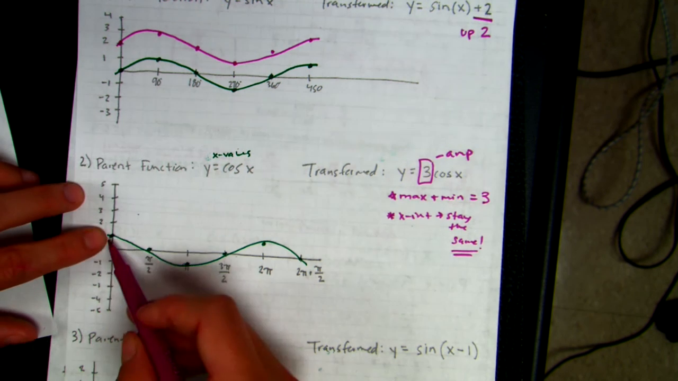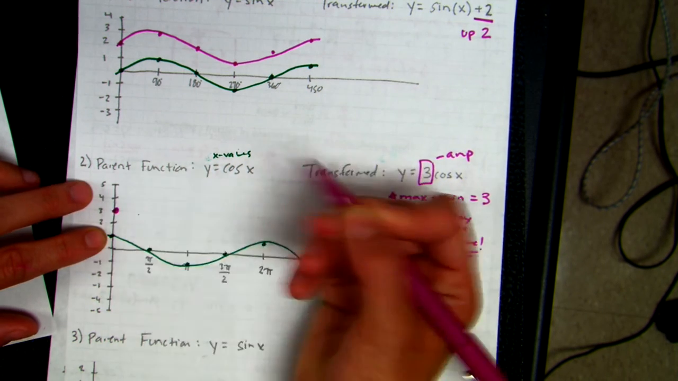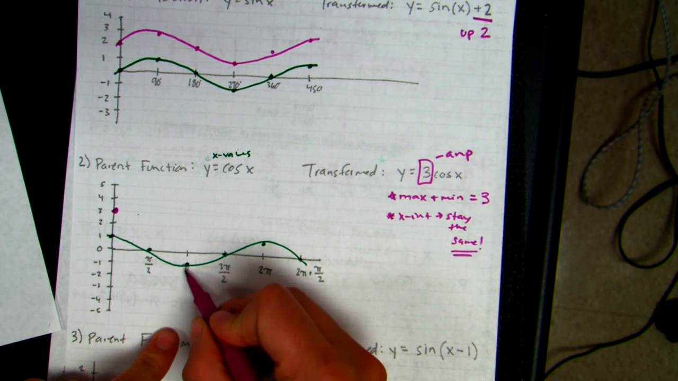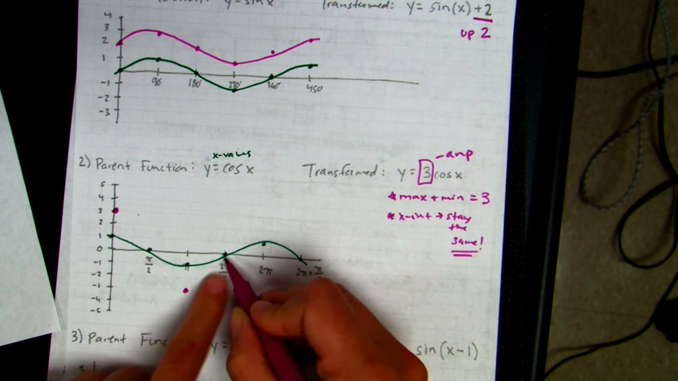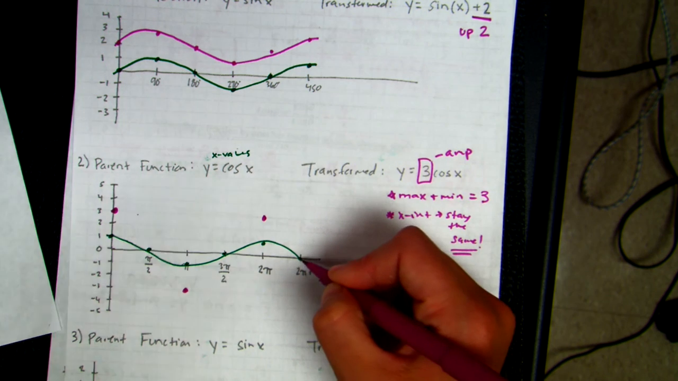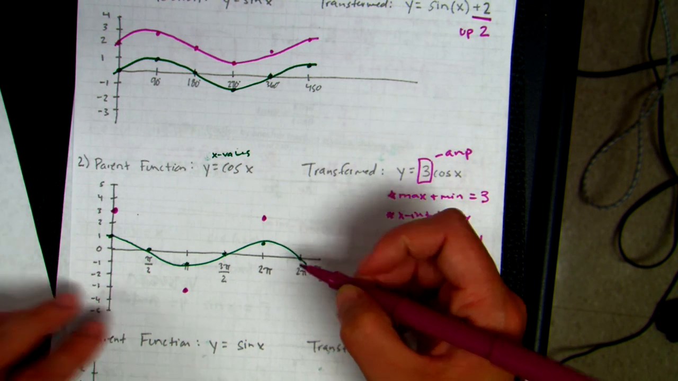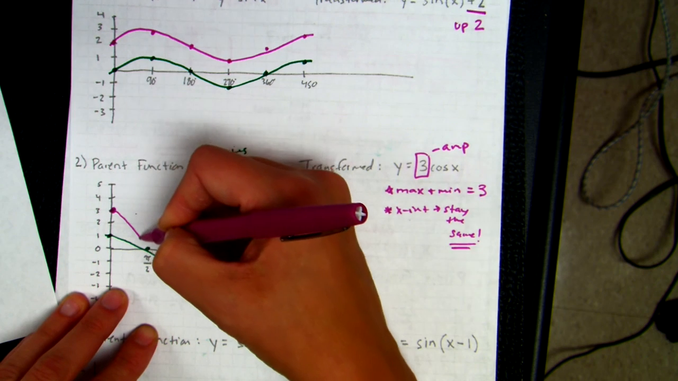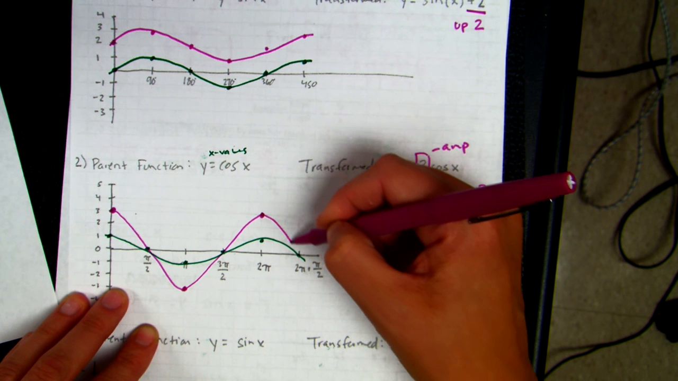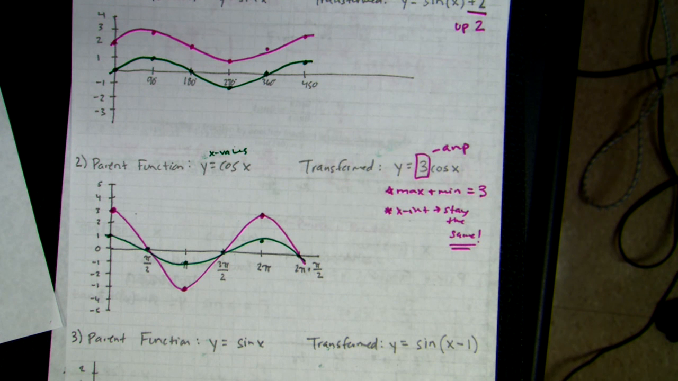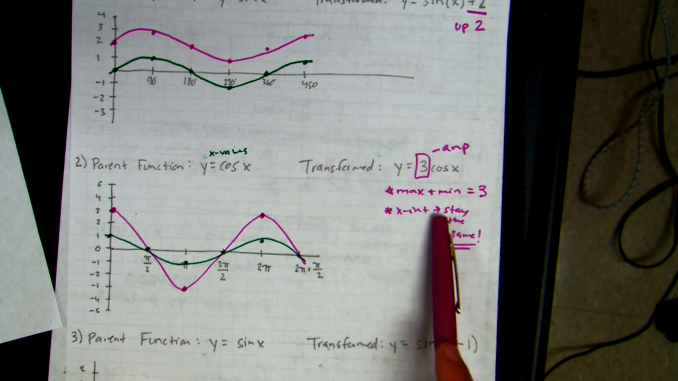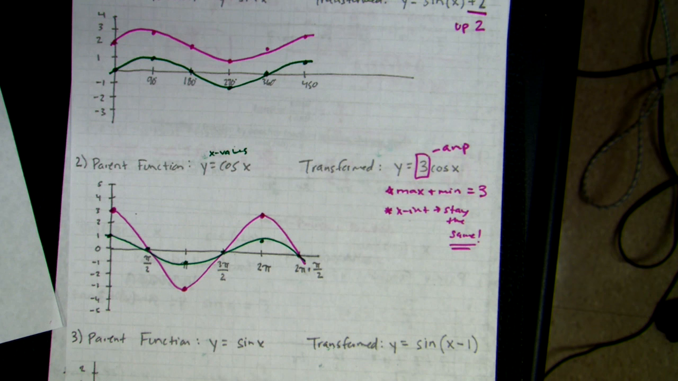So if I look at this, this is a maximum value, so I'm going to move it up to 3. This is an x-intercept, so I leave it alone. This is a minimum value, so I move it to -3. This is an x-intercept, I leave it alone. This is a maximum value, I bump it up to 3. This is an x-intercept, I leave it alone. So when I connect this function together, I go through the same x-intercepts, but my maximum and minimum values have changed because my amplitude has changed. So if you get something that's changing the amplitude, just shift your maximum and minimum values.